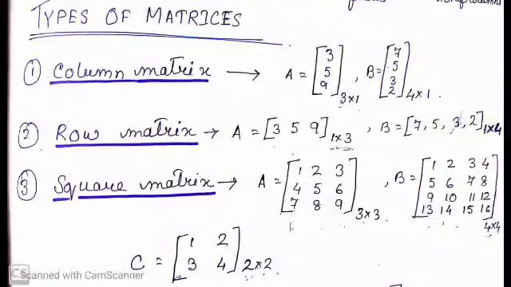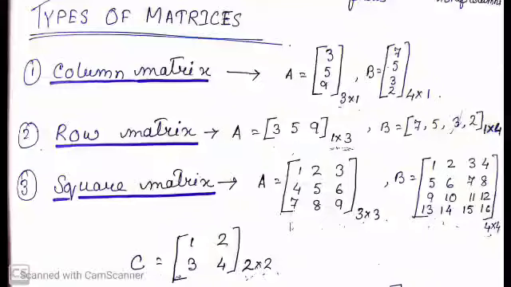In the next one we have row matrix. In the same way, row matrix means if a matrix has only one row, then the matrix is called row matrix. So here we have some examples. I have written the same matrix, that means we have the same elements 3, 5 and 9 for matrix A, but here I have written matrix A like a row matrix. 3, 5 and 9 are the elements of a single row, and we have here 3 columns, and the order of the matrix becomes 1 by 3.